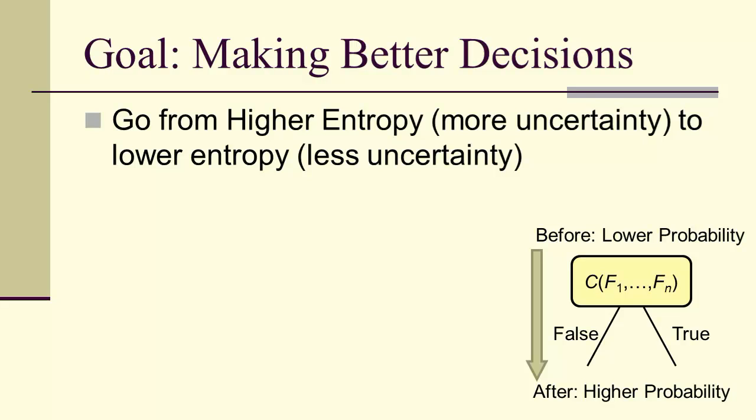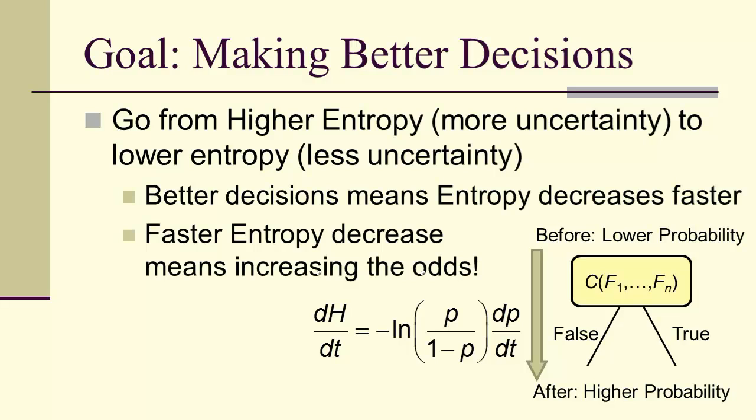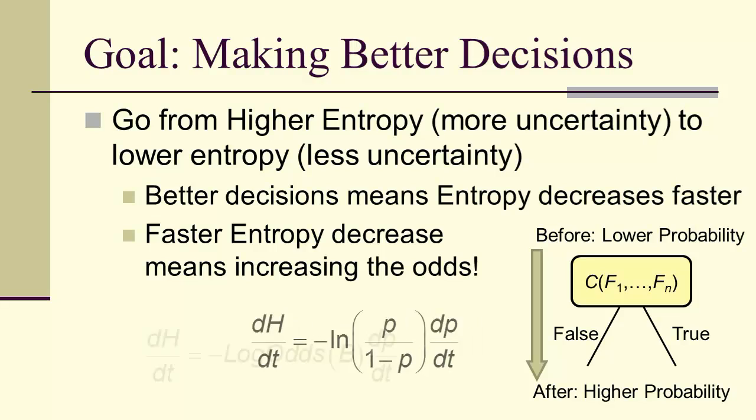So our goal here was to make better decisions, to go from higher entropy, more uncertainty, to lower entropy, less uncertainty. And better decisions means making entropy decrease faster. Faster entropy decrease means increasing the odds.